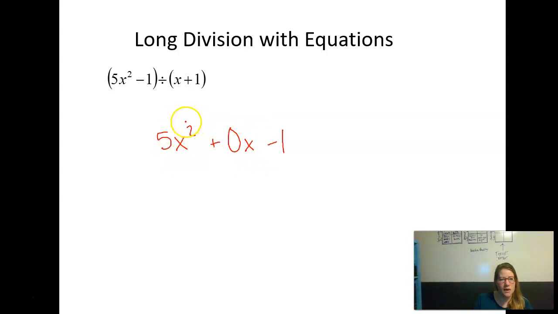The exponent should go down in order: 2, 1, and then no x. So remember, if I don't see an exponent on x, it's 1. So I need this placeholder of 0x here. Anytime you are looking at one of these problems, double check your exponents and make sure that they go down in order, because if they don't, then you need to put a 0 in there to hold your place.